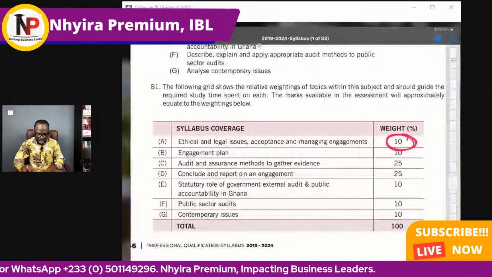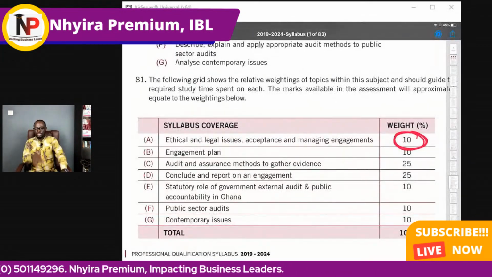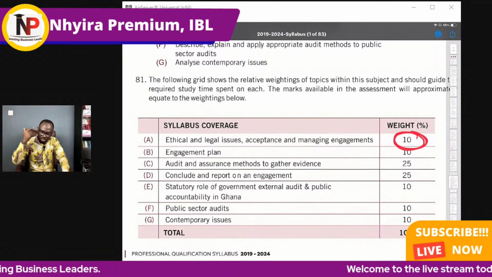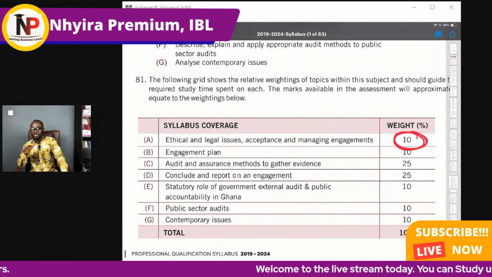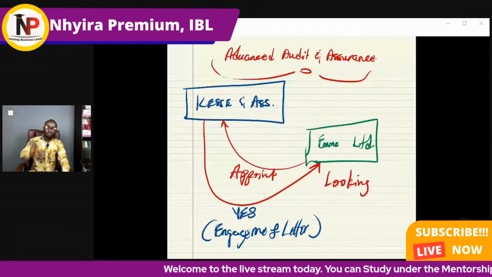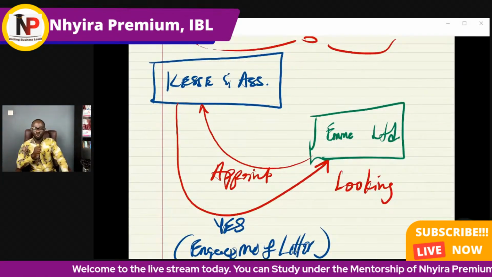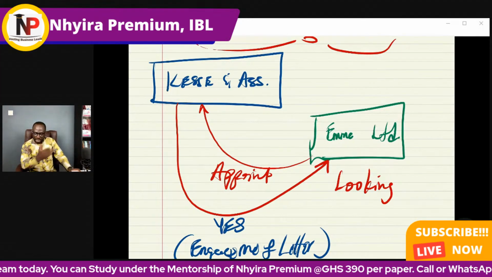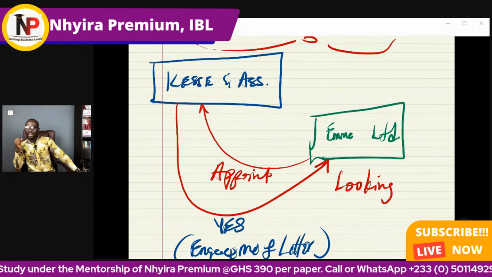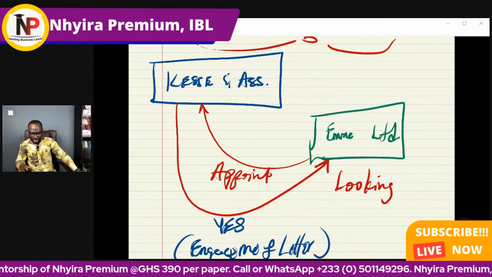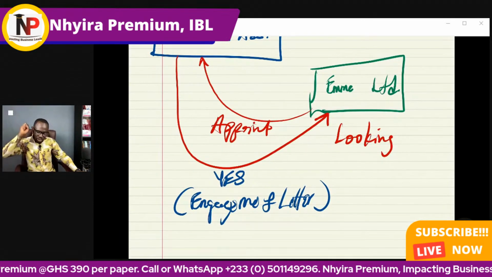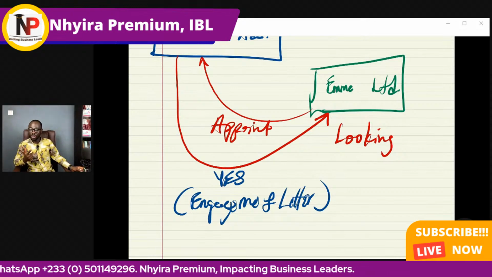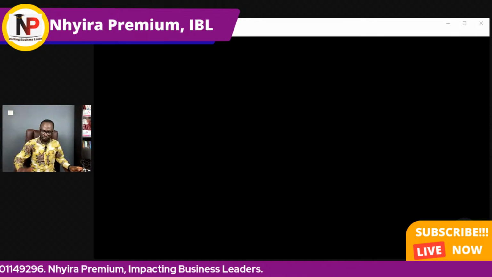That is what the syllabus is about. The first aspect of the syllabus: ethical and legal issues, acceptance, and managing engagement. So AMA Limited is looking for auditors. They write to Kessie and Associates. Kessie looks at AMA Limited, looks at the independence, looks at everything. They say, oh yeah, we're going to do it. Then they issue an engagement letter to say, yes, we're going to do the audit. That's the first aspect of the syllabus.